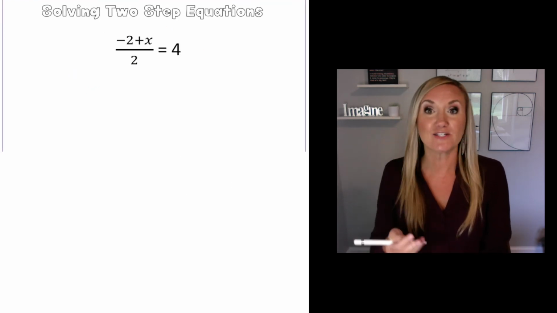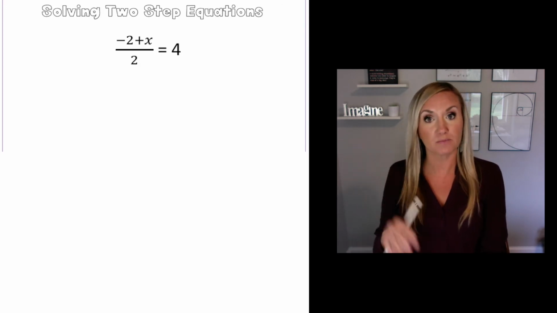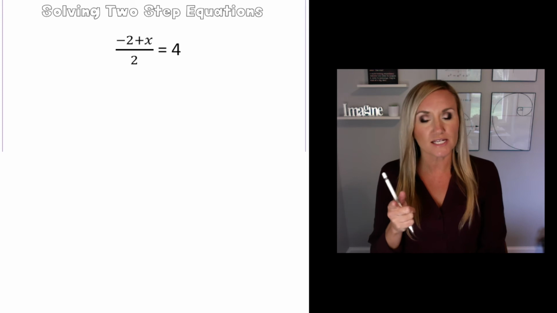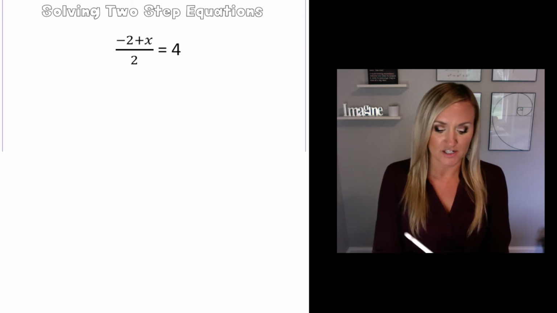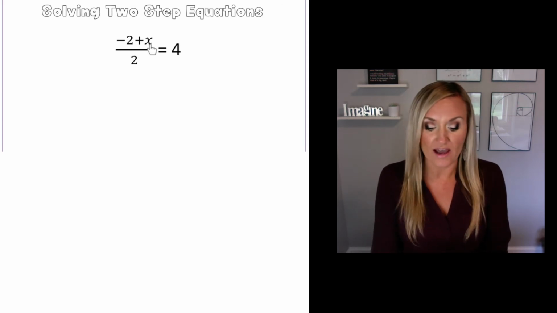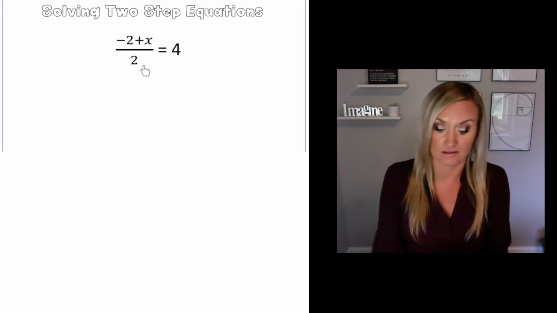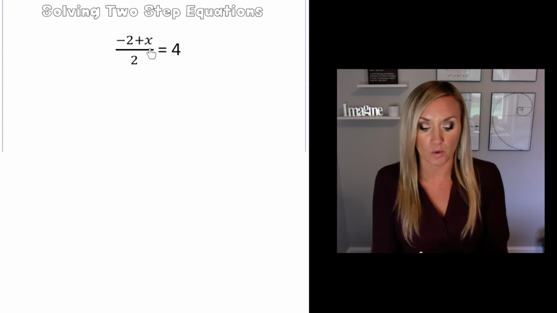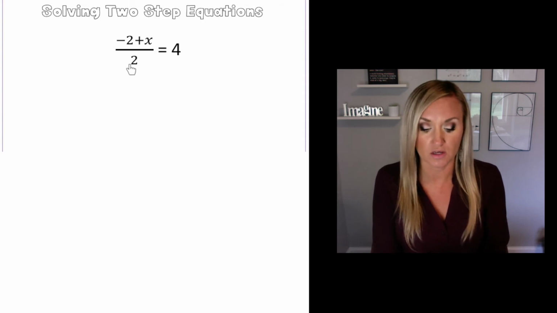All right, so let's do the next example. Pause and write this down and then press play. And don't get freaked out by the fraction bar. It's actually really fun. Okay, so we want to get this x by itself. It's in the numerator of this fraction on the left side of the equation. So you have to think, which negative 2 do I move first? The one that's in the denominator, okay?